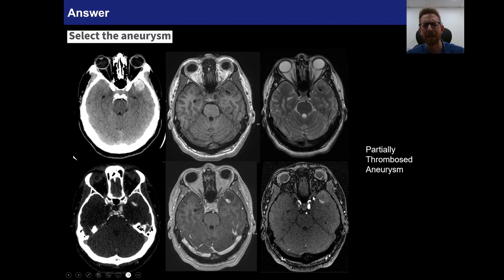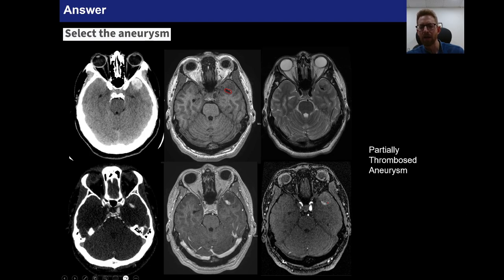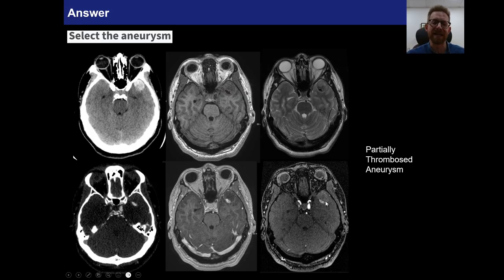So we're going to make sure that that's not T1 shine through. We're going to go to the T1 pre, and sure enough, there is no bright signal on the T1 pre. It's actually dark. So this is cranially directed flow, and that confirms that this is an aneurysm. If this was a meningioma, I wouldn't expect to see cranially directed flow. So it wouldn't be bright like that on the MRA.